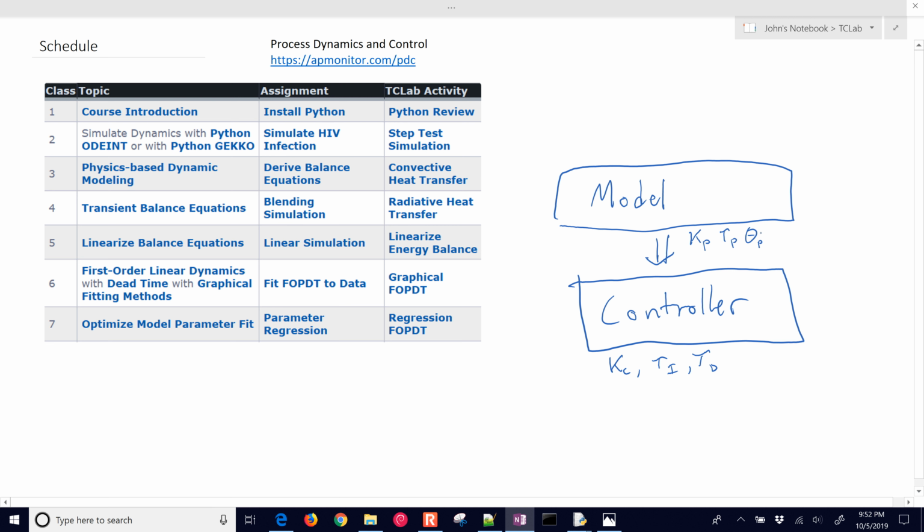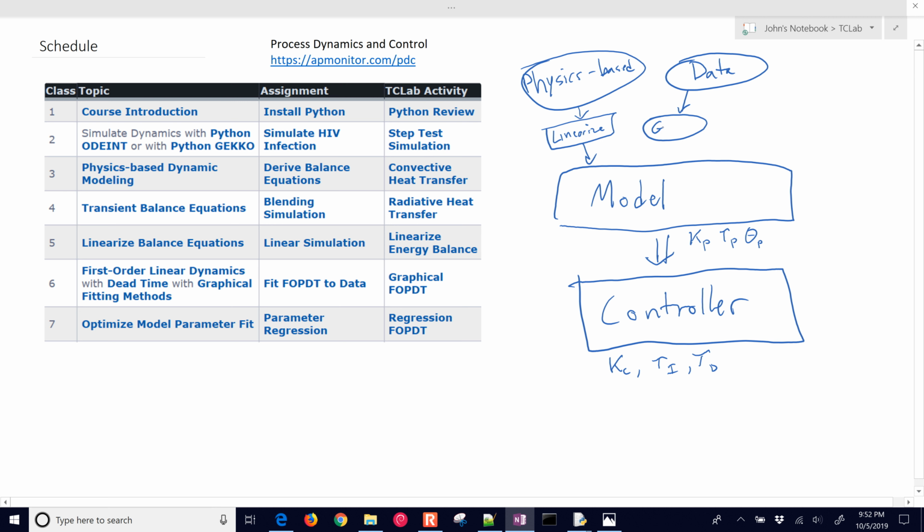And there's multiple ways of getting this model. One would be a physics-based approach. And if it's nonlinear, then we may have to linearize and then get it back into FOPDT form. If we just have some data, then we can take two approaches. We can either do a graphical fit to a step test, or we can do another approach, which would be a regression approach. Okay, and then get our FOPDT model.